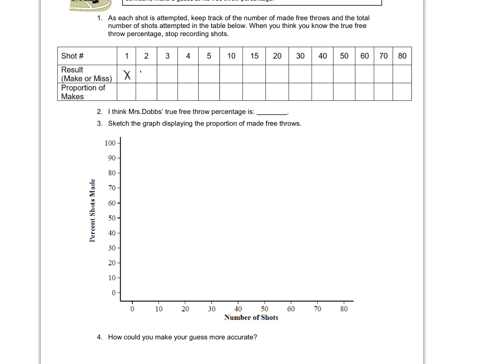I missed, I missed, I made, I missed. And then I just went through and did my percentages. So 0%, 0%, then 50, and then my percentages went 40, 40, 45, 37, 43, 44, 38, 40, and 41. Oh, wait.